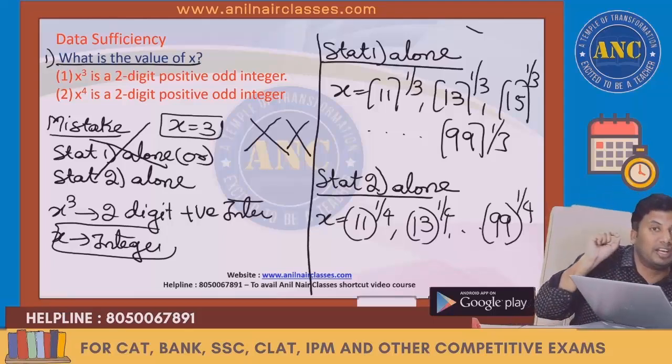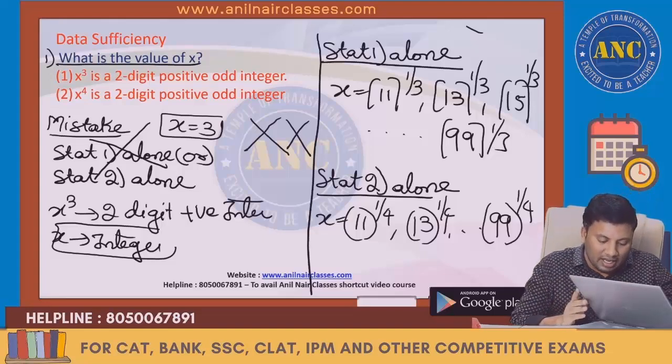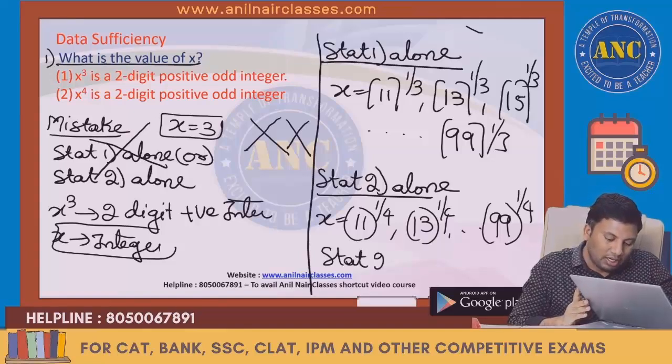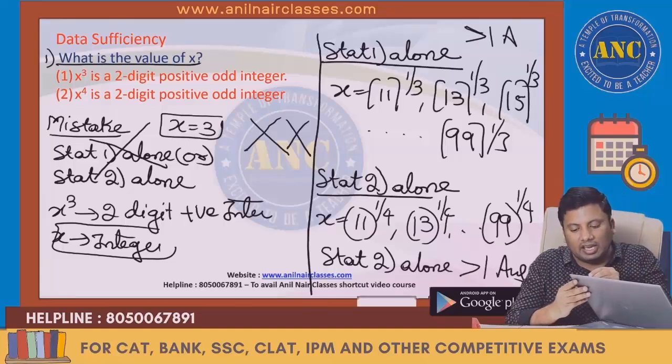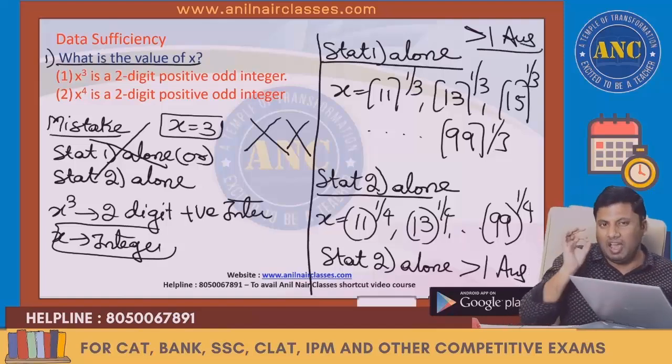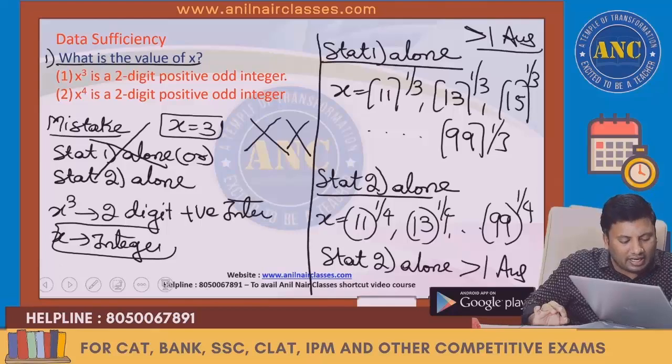X power 4 is a 2-digit positive odd integer does not mean that x is an integer. X can take any one value. Statement 2 alone is giving you more than one answer. Every question is carefully designed, sir, so that a student can understand the mistake which he is doing.